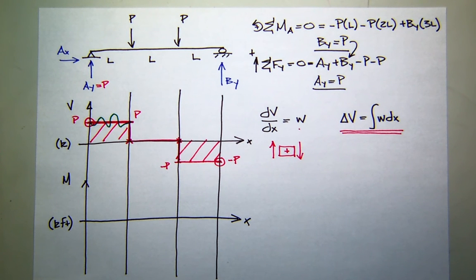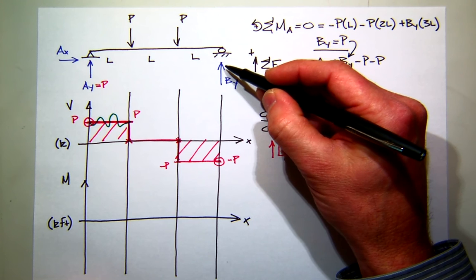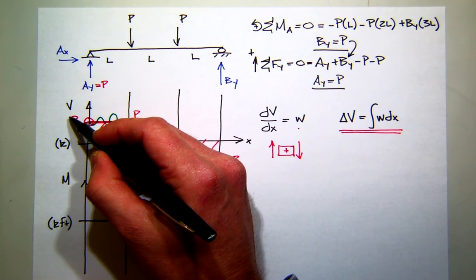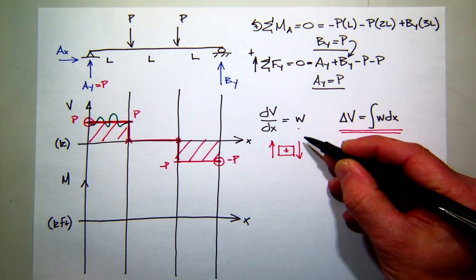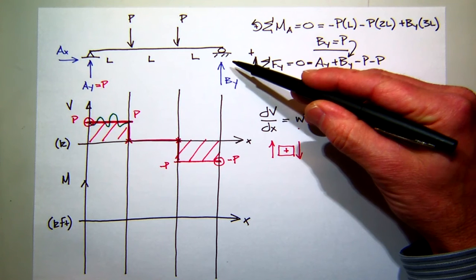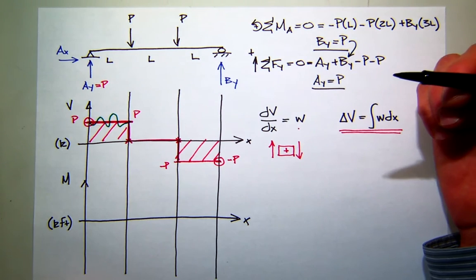Now, what do we know about moment? Well, we know BY, when we solve for it, is a force acting up. But now this is a shear diagram, not a reaction diagram. Right? So we know that a force on the right-hand side that is down is positive shear. Is this a force acting down? So it must be negative.